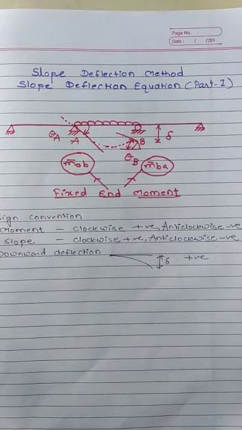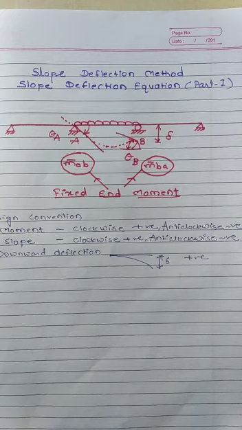Hello everyone, today we are going to study the slope deflection method. In this lecture we are going to derive the slope deflection equation. This method is used to find out the reactions of an indeterminate beam or frame with rigid joints.